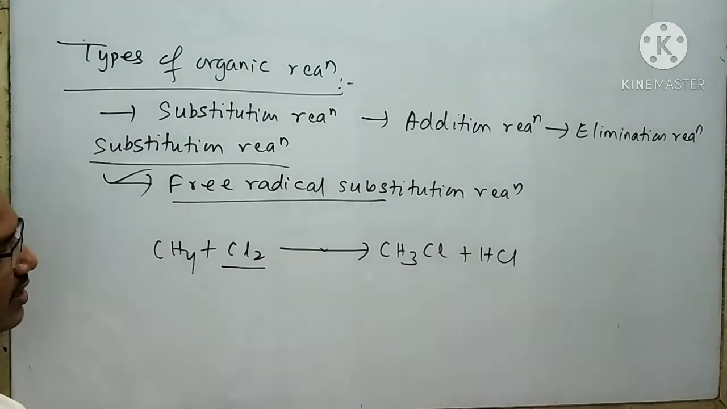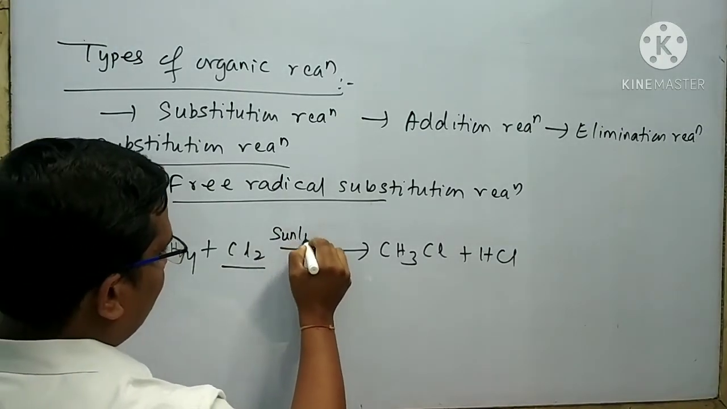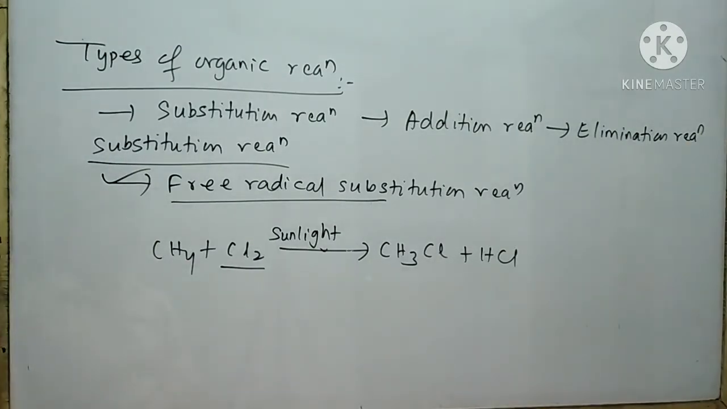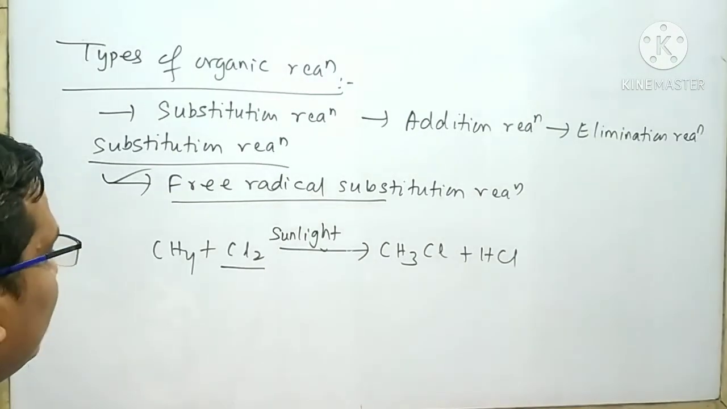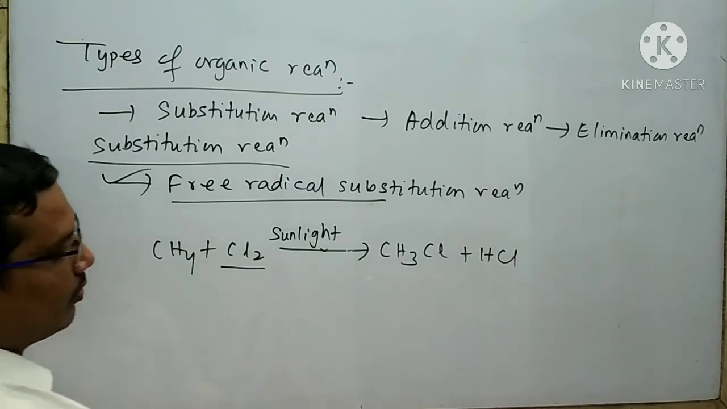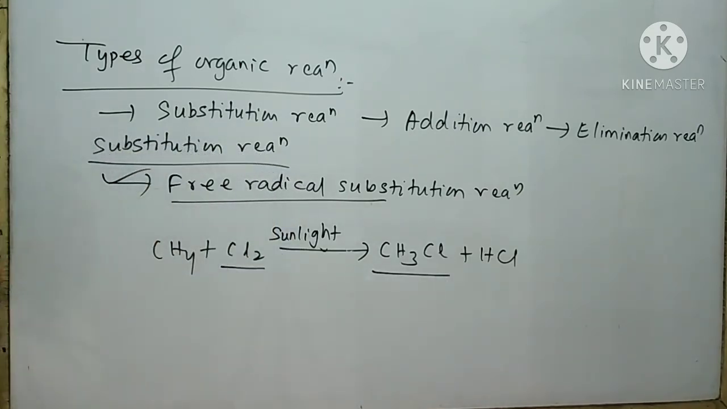When chlorine is subjected to heating in the presence of sunlight, then a chlorine free radical is formed. This chlorine free radical substitutes the hydrogen atom present in the methane molecule to form methyl chloride. Since in this reaction a free radical substitutes another part of a substrate, this type of substitution reaction is called free radical substitution reaction. I can define free radical substitution reaction like this.